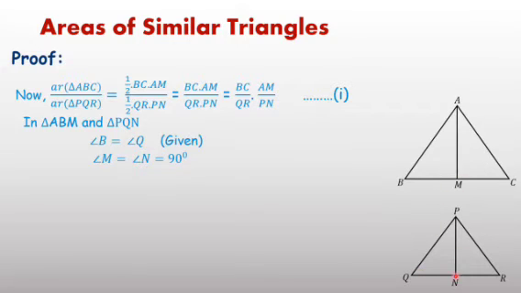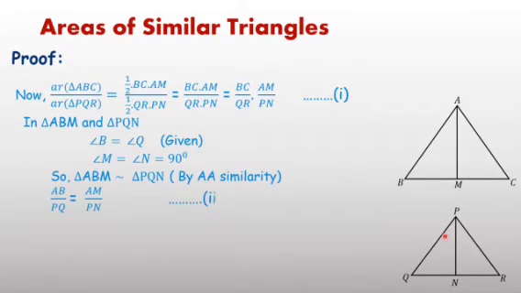Angle M equals N equals 90 degrees. These two angles are 90 degrees by construction. This is a part of construction. Therefore these two triangles are similar by AA similarity. And if these two triangles are similar, then corresponding sides are in the same ratio, means AB upon PQ equals AM upon PN. Equation second.